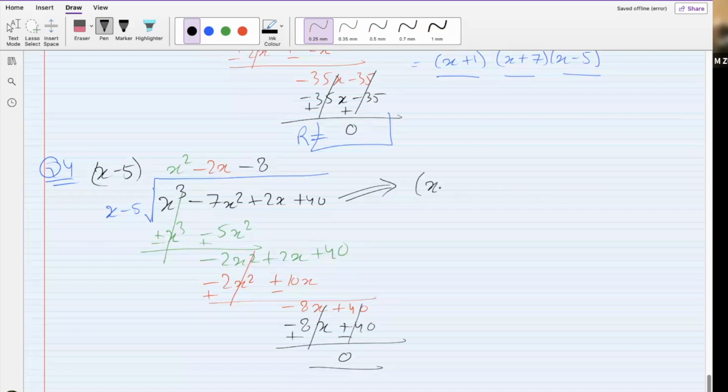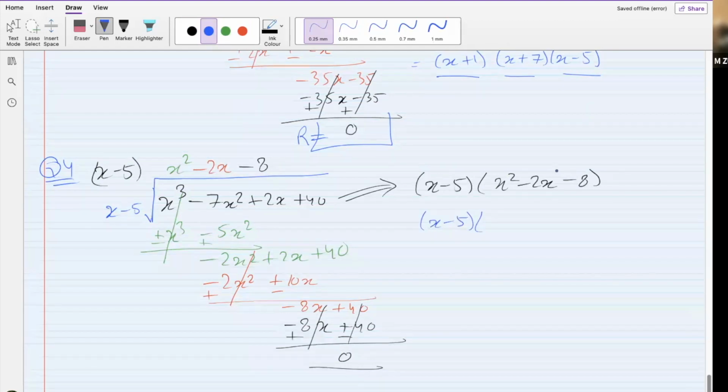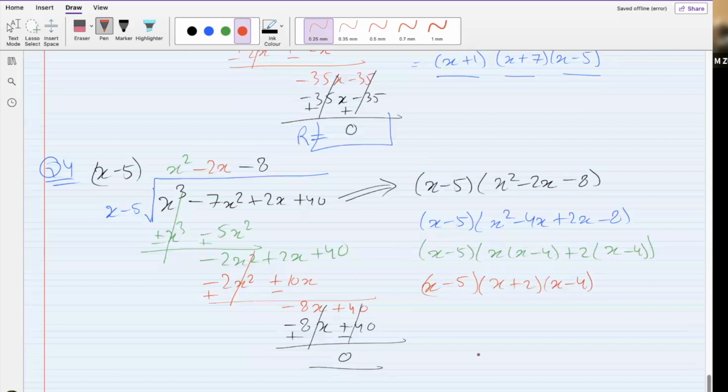This could be written as x minus 5 times x square minus 2x minus 8. So 8 is 4 times 2. So x square minus 4x plus 2x minus 8. Taking out x as common, x minus 4 plus 2 is common, x minus 4 again. So x minus 5 times x plus 2 times x minus 4. So the two conditions: firstly, remainder equals 0, it is shown that it is a factor, and then factorized completely.